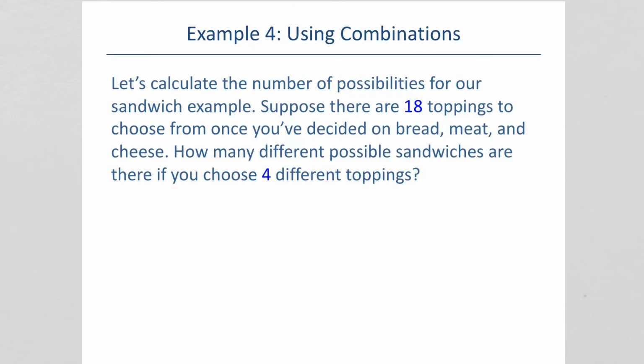Let's calculate the number of possibilities for our sandwich. Suppose there are 18 toppings to choose from once you've decided on bread, meat, and cheese. How many possible sandwiches are there if you choose 4 different toppings? So, there's 18 possible and you want to choose 4. Remember, this time the order is not important, so we're using a combination. So N is 18, R is 4.